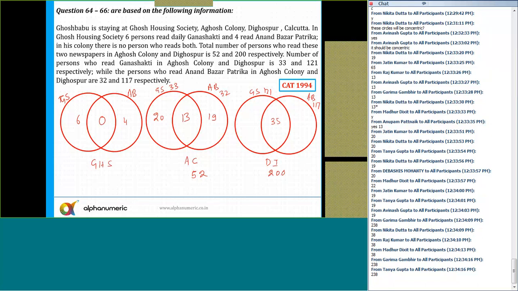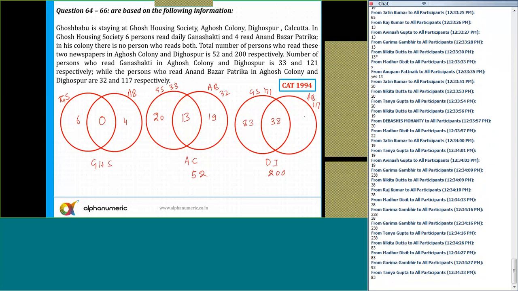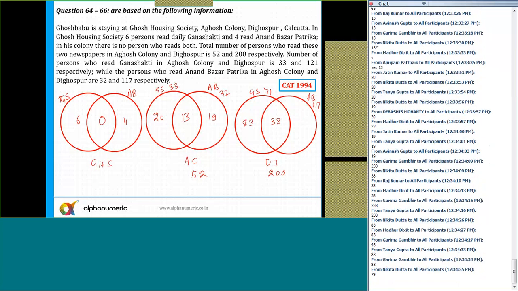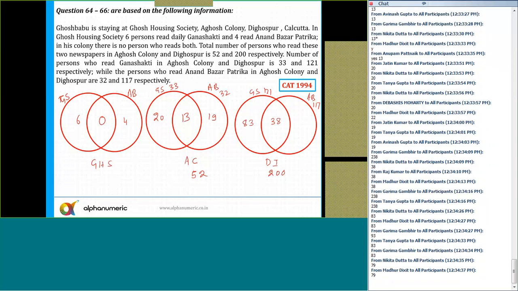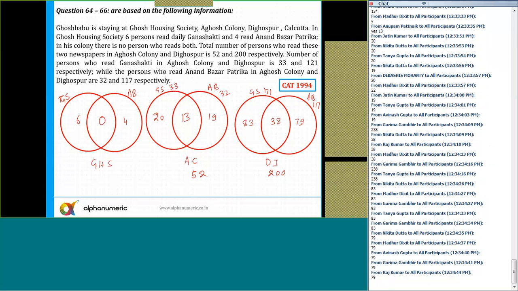And you can find out the rest of the two. 121 minus 38. What is 121 minus 38? That is 83. And then 117 minus 38. What is 117 minus 38? That is 79. That's it. So this was an easy one, not a difficult set here. So let's move quickly.